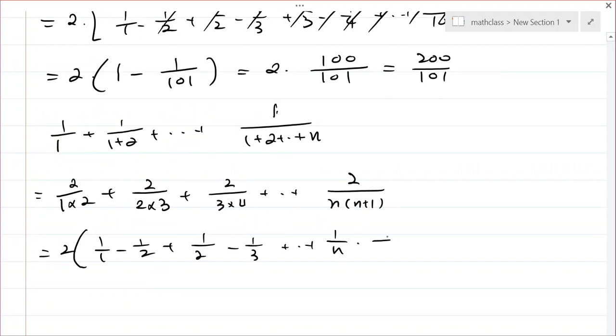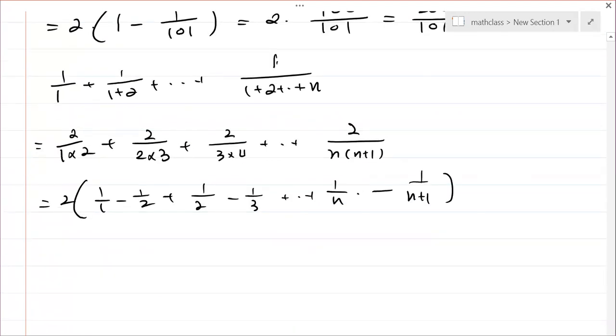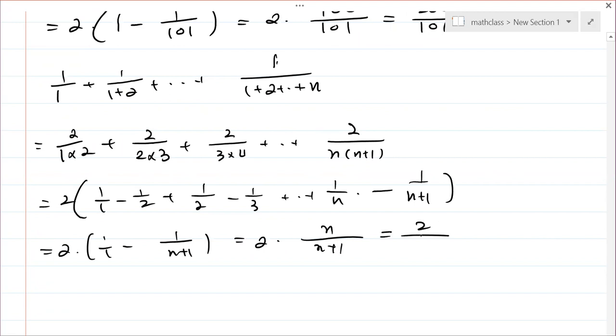So you get n minus 1 over n plus 1, okay? Finally, you get a formula. So you only have 2 terms left. And the numerator will be n plus 1 minus 1, which is n, okay? So the answer will be 2n over n plus 1.